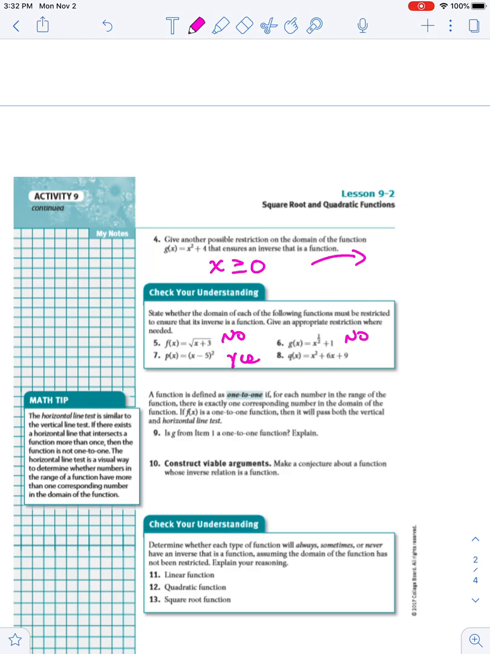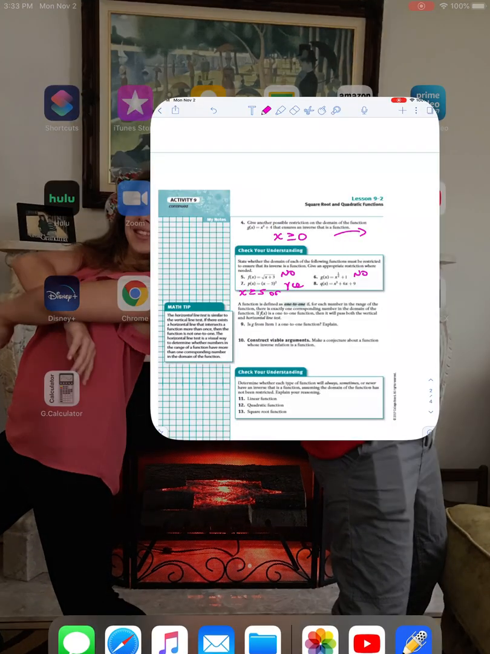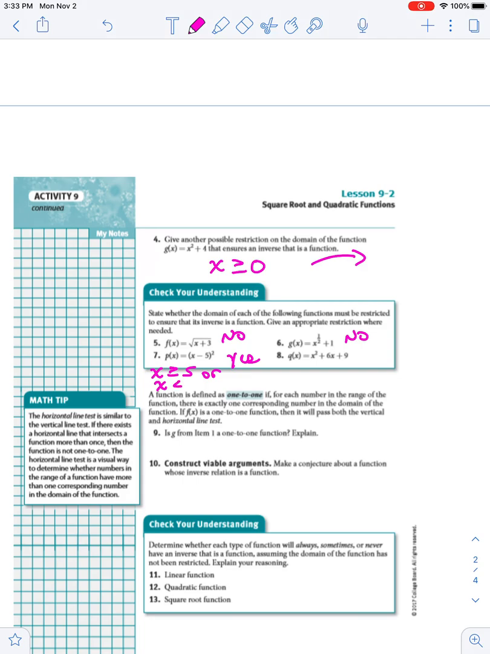So in this case, we will have to have a restricted domain. So we would want to restrict the domain. This is a quadratic that would be shifted to the right 5. And so we would have to pick either all the x's on one side, so greater than or equal to 5, or we could restrict it to all the x's that are less than or equal to 5. We would have to pick one or the other.